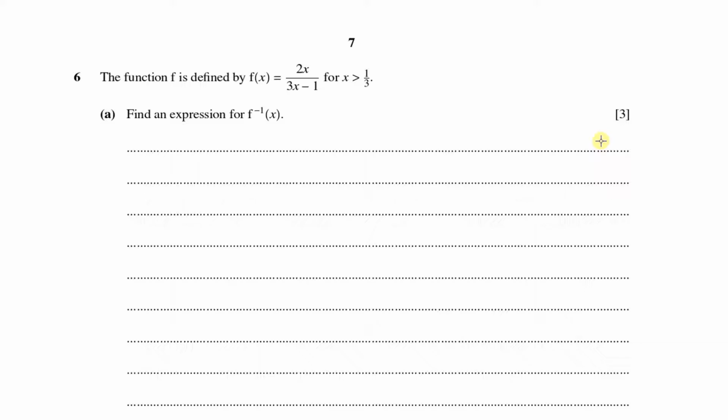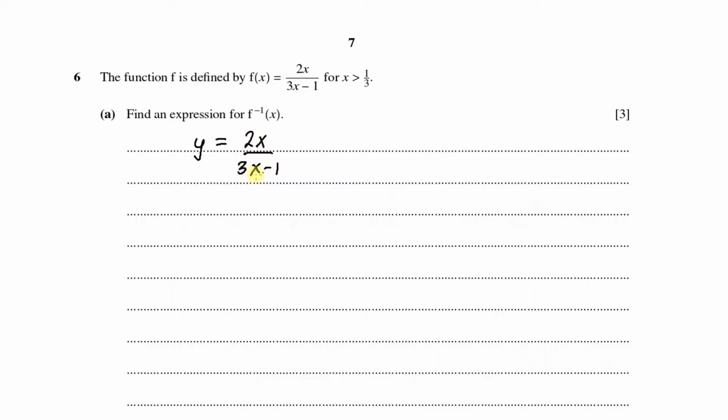Question number 6. The function f is defined by f of x is equal to 2x over 3x minus 1 for x is greater than a third. So on A, find an expression for f inverse of x. So here I'm simply going to say let y be equal to f of x, which is 2x over 3x minus 1. So I'll make x the subject.